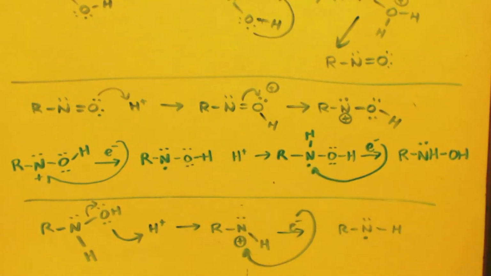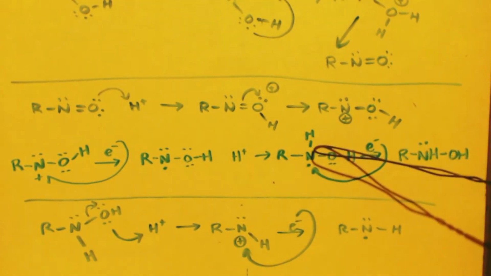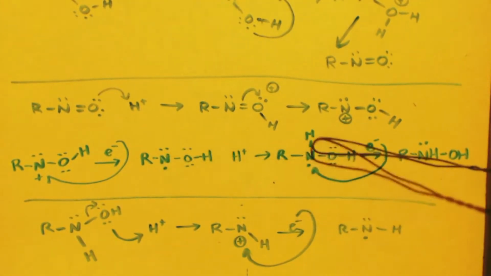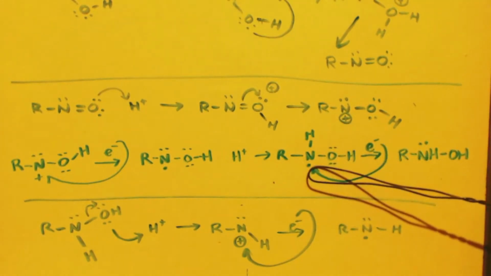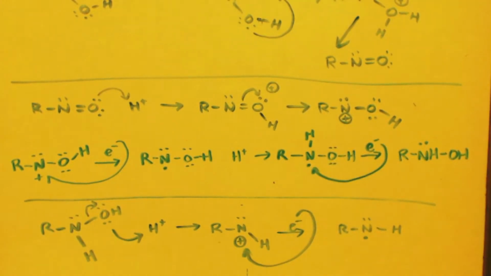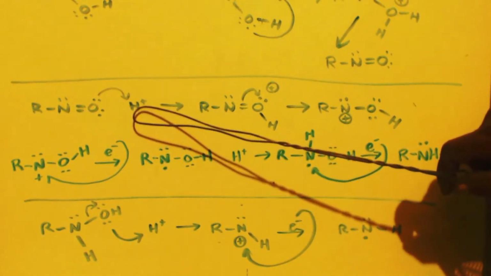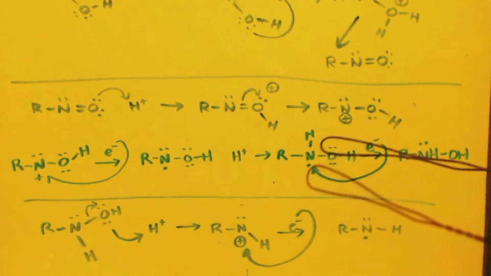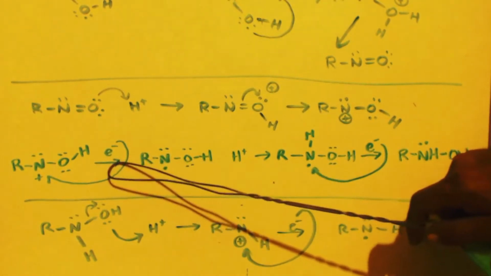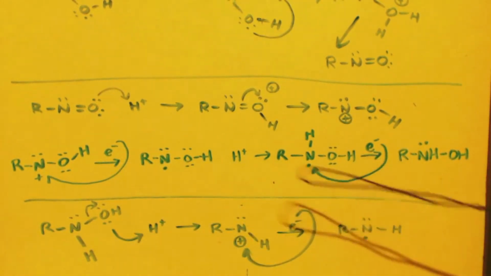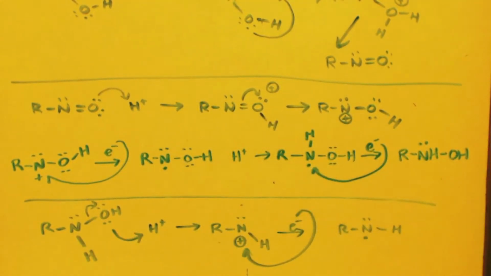So it grabs a proton, and then you end up with this. The lone pair has a proton on it, and you still have this single electron. So you add another single electron onto there, and you end up with your N-substituted hydroxylamine. But you can see we still added 1 proton, then 1 electron, 1 proton, 1 electron. So there were 2 protons and 2 electrons total.